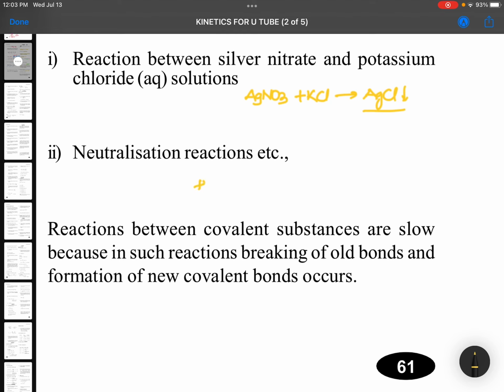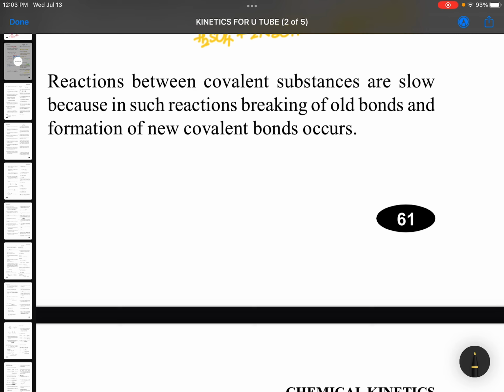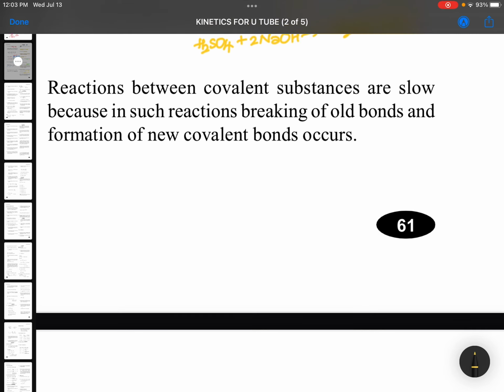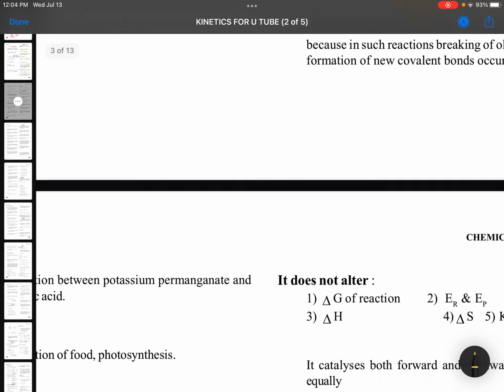Neutralization reactions like H2SO4 with NaOH give you Na2SO4 plus H2O. All neutralization reactions are going to be very fast reactions. Reactions between covalent substances are slow because in such reactions breaking of old bonds and formation of new covalent bonds occurs. And if the number of bonds to break and the number of bonds to form are more, those reactions are slow reactions.